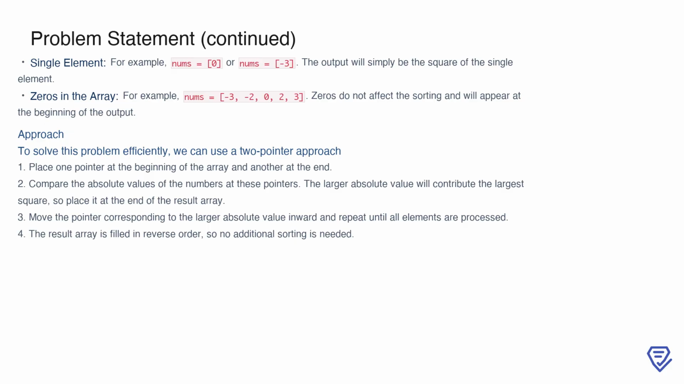To solve the problem efficiently, we can use a two-pointer approach. Place one pointer at the beginning of the array and another at the end. Compare the absolute values of the numbers at these pointers. The larger absolute value will produce the largest square, so we place that square at the end of a result array and move the corresponding pointer inward. Repeat this process until all elements are processed. Since we're filling the result array in reverse order, no additional sorting is required. This approach ensures an efficient solution with minimal extra computation.